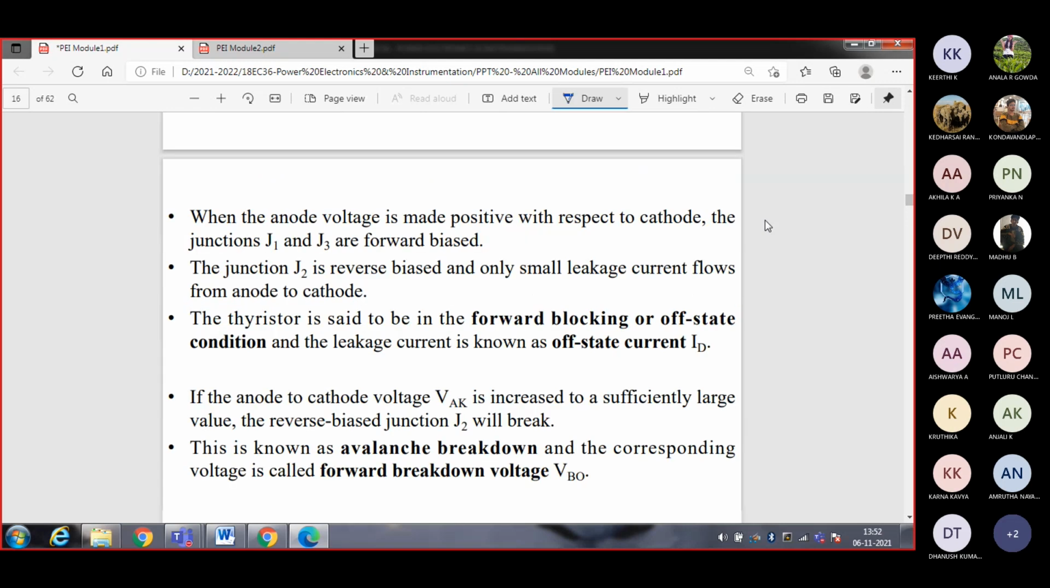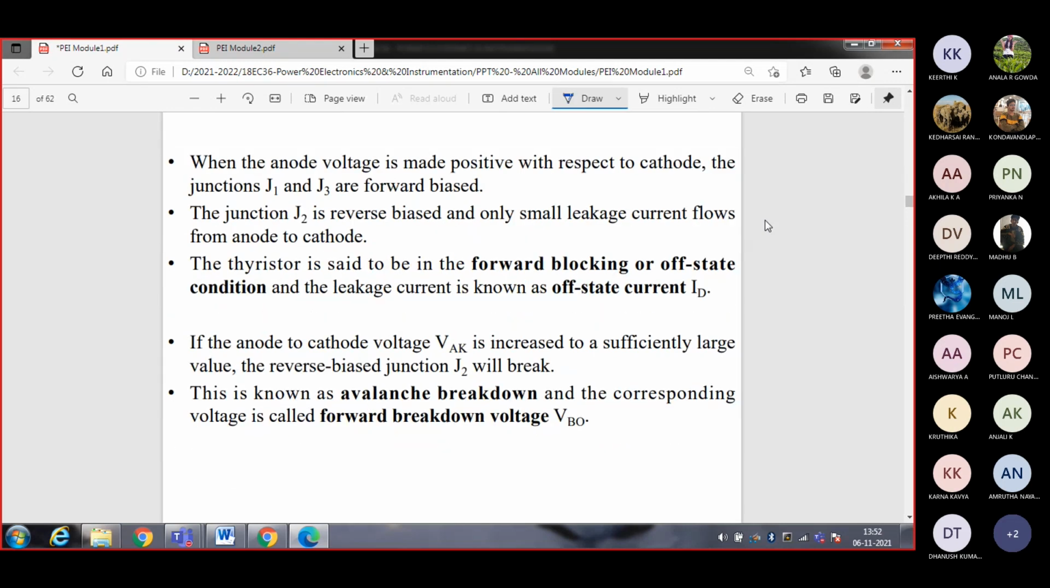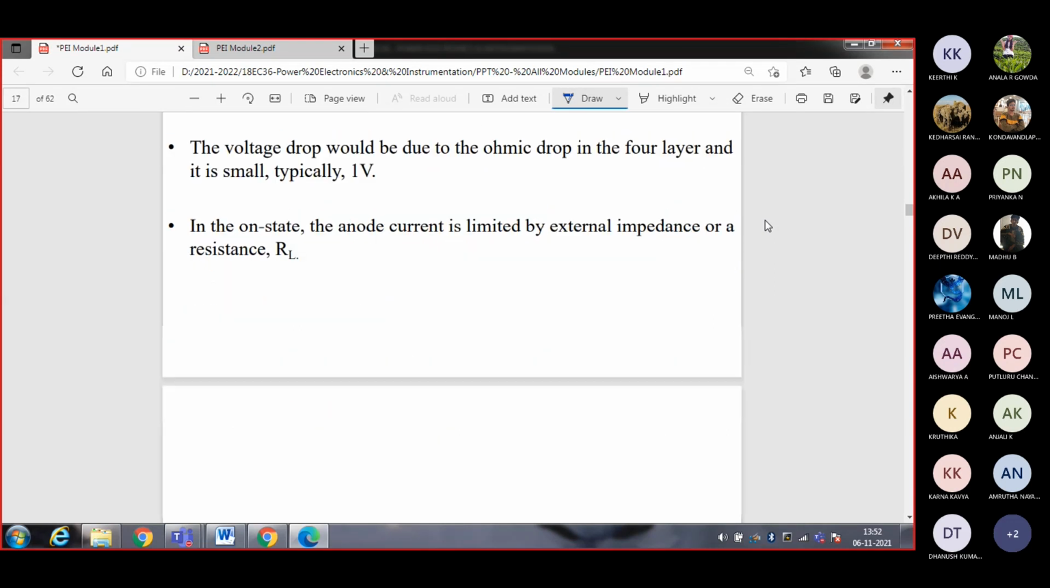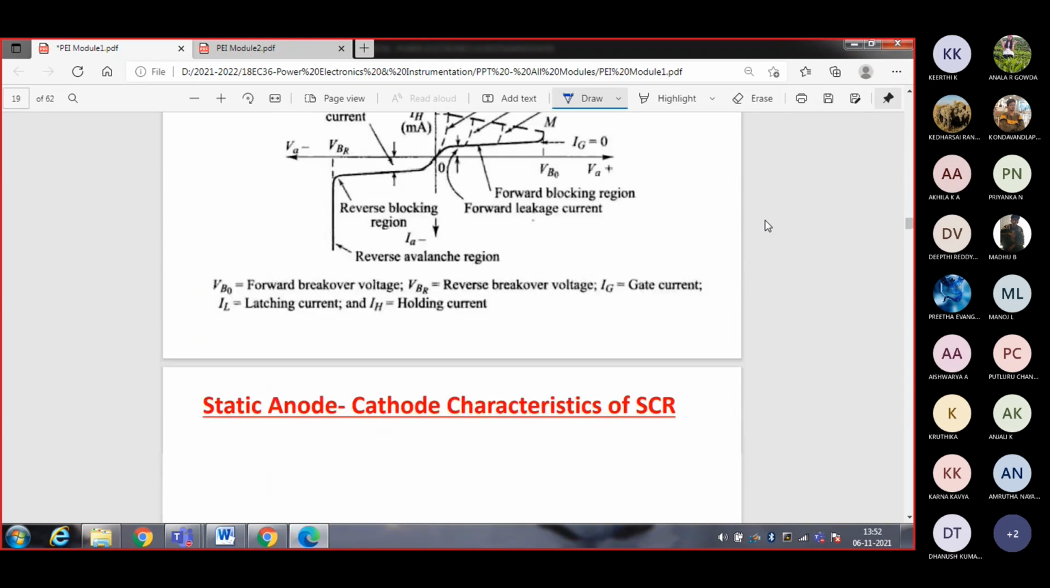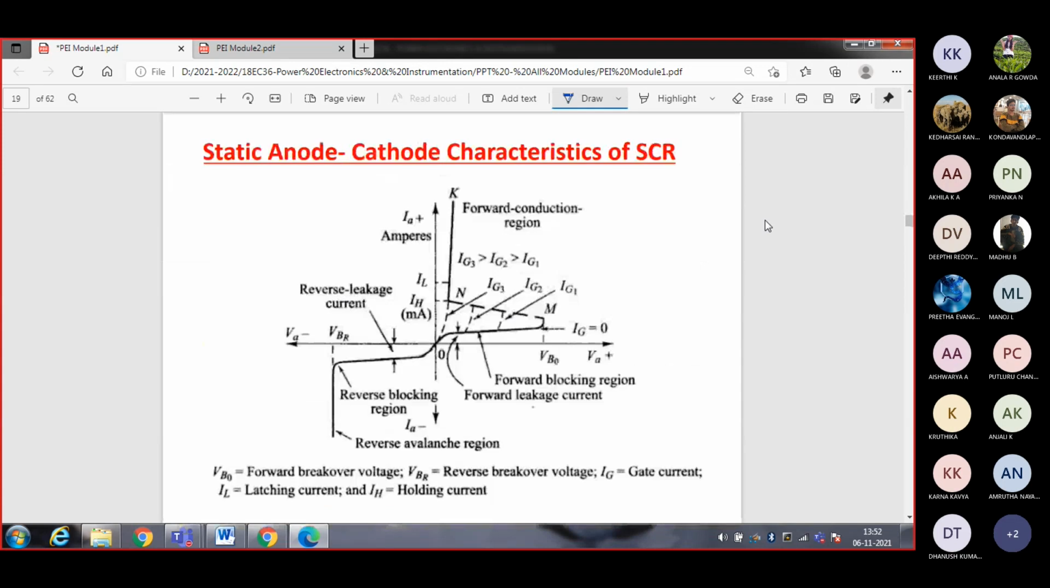You should ensure how it works during forward bias, and what happens during reverse bias: forward breakdown voltage, avalanche breakdown. You should know these with the VI characteristics. With the VI characteristics, you're supposed to explain the anode-cathode characteristics of the SCR. SCR means thyristor. Each point you need to explain.